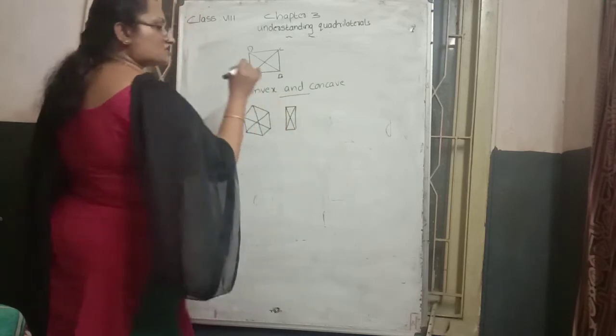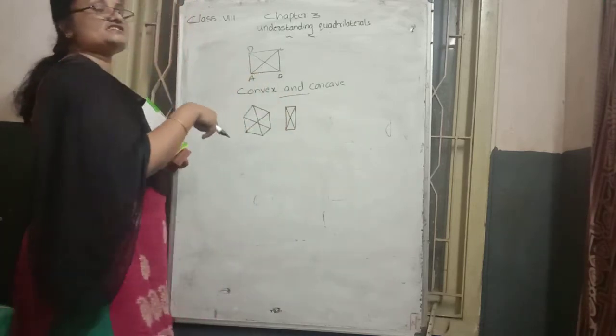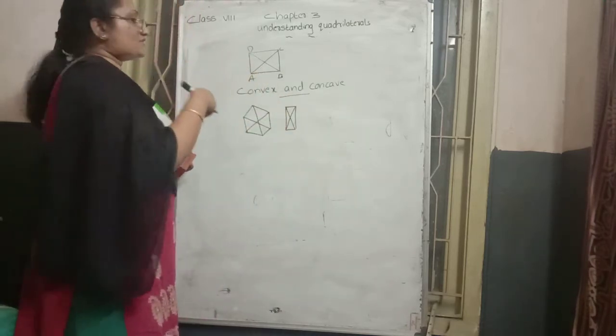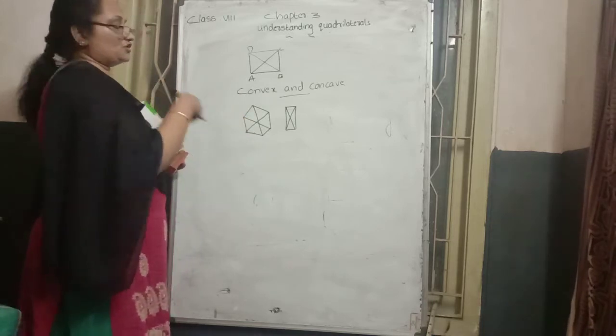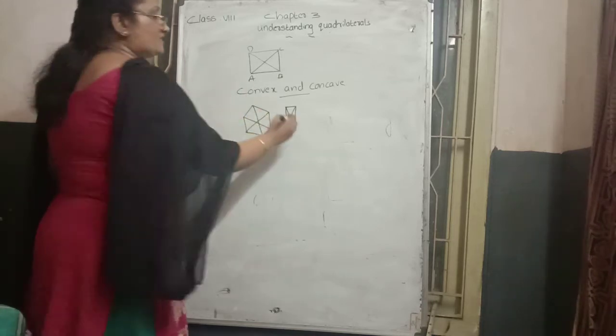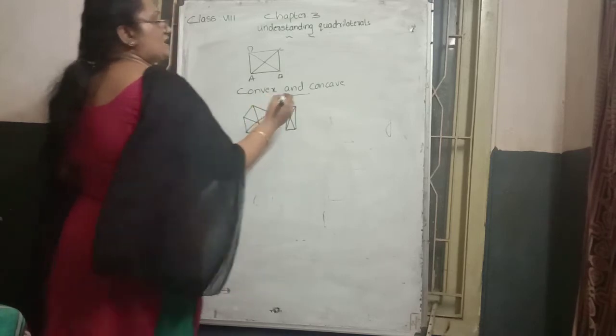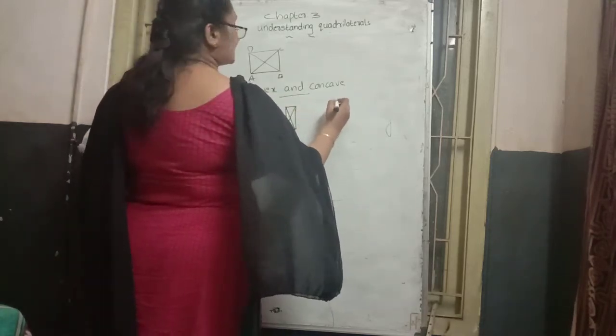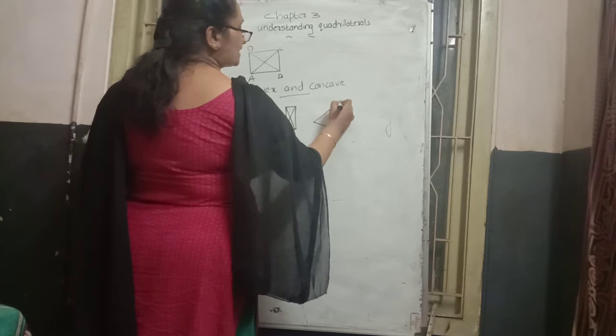If the line segment comes inside the diagram, that's why they are known as a convex polygon. This is an example of a convex polygon. Then what about a concave polygon? Concave polygon cases, see concave polygon.